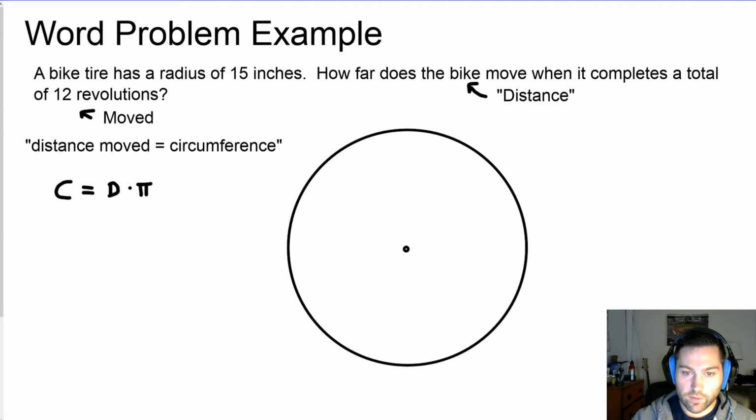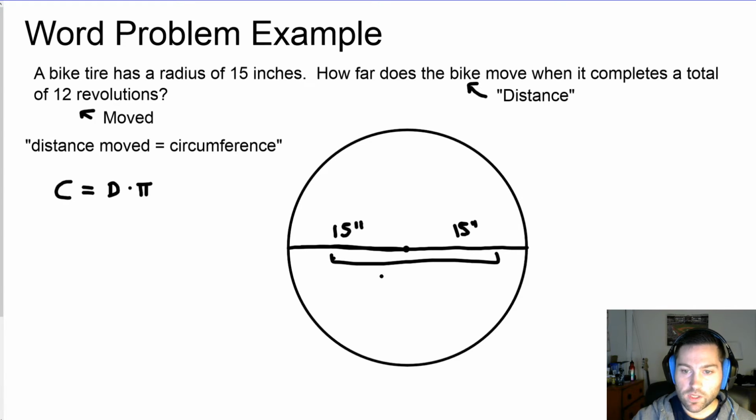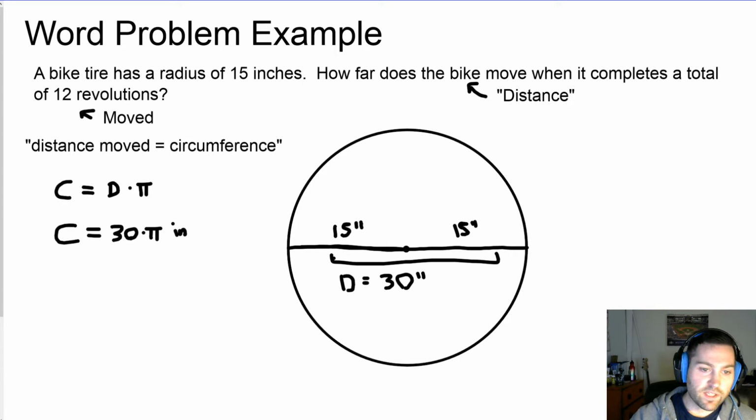But I only know that the radius here is 15 inches. So if I draw in the radius of 15 inches, that means that I can go ahead and draw in a second radius of 15 inches, meaning that the total distance across the diameter is 30 inches. So I know that the diameter is 30 inches. So I'm going to plug that into my formula: circumference is equal to 30 pi, 30 times pi inches. And again, that's my exact answer.